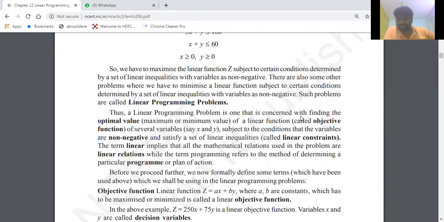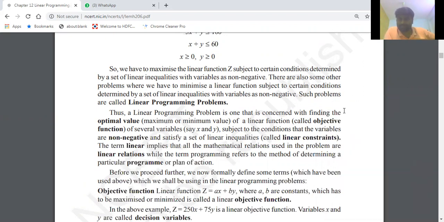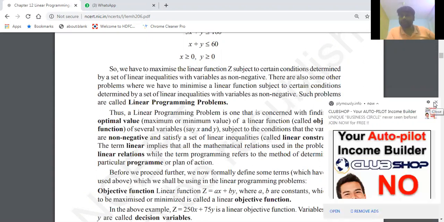As we discussed already, the graph is going to be obtained in the first quadrant. There are also some other problems where we have to minimize. As I told you, a linear function subject to certain conditions determined by a set of linear inequalities with variables as non-negative, such problems are called linear programming problems. Thus, a linear programming problem is one that is concerned with finding the optimal value. What is optimal value? Whatever maximum value, whatever minimum value we get, that is the optimum value.